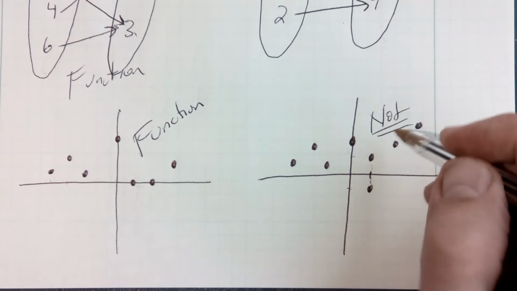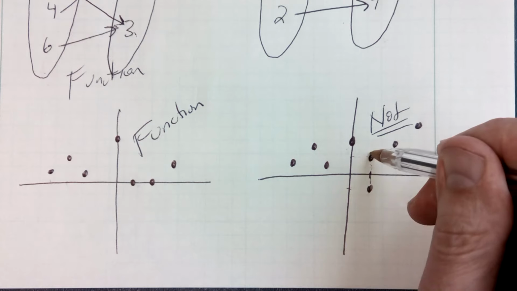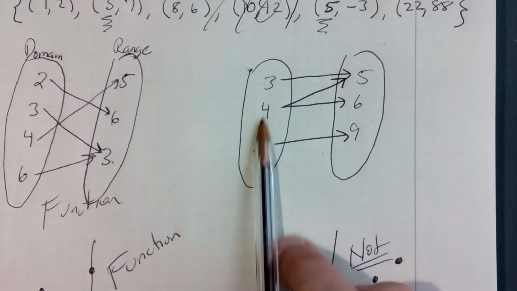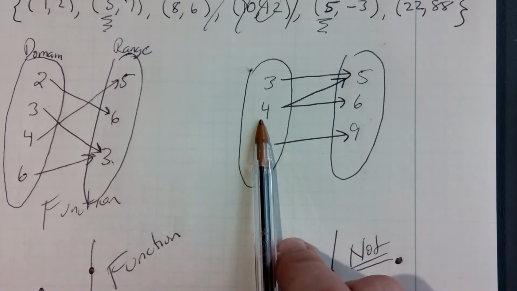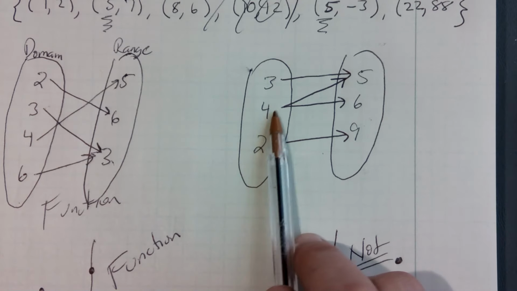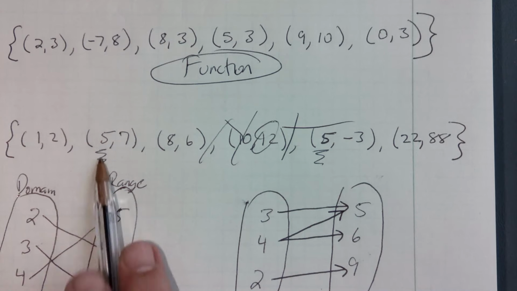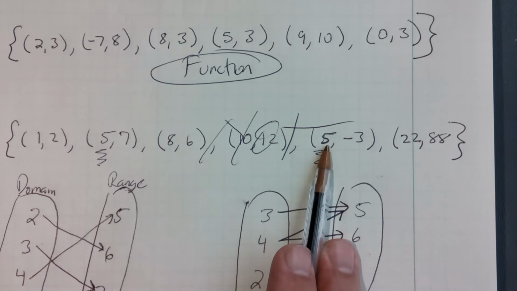So remember, you cannot have points lined up vertically. You cannot have a domain value in your mapping branching out to two Y values. You cannot see repetition in the X value in your ordered pairs.